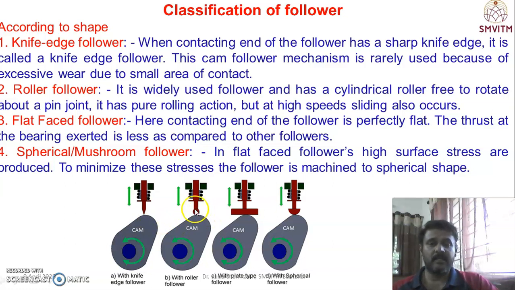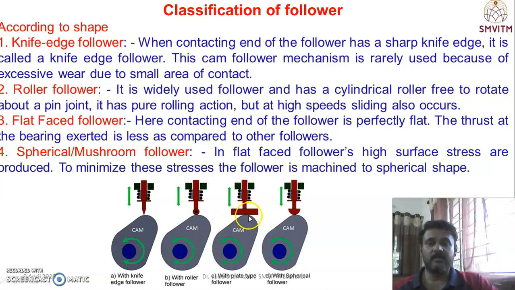Then roller follower is a widely used follower. It has a cylindrical roller, so it's free to rotate about a pin joint. So the pure rolling action takes place, but at high speeds sliding may also occur. So it may increase the wear rate of the cam and the follower.